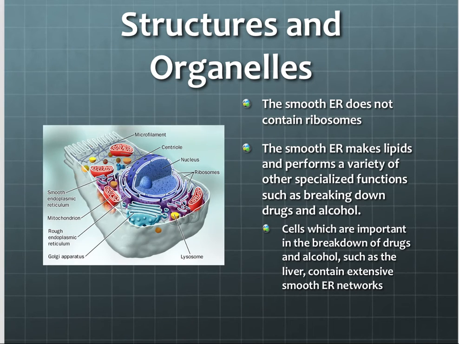The smooth ER portion does not contain ribosomes. So the smooth ER is making lipids, and I said this before, but some of the lipids that it needs to make are the phospholipids or the hormones that are lipids, testosterone and estrogen, or any other lipid in your body that you need. And it's also doing something very, very important as well, other than just making lipids. It's also involved in detoxification.